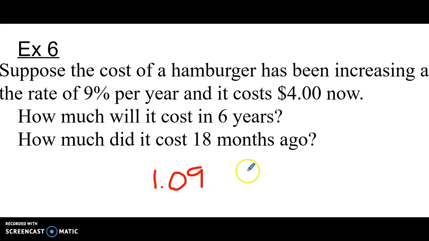And it costs $4 right now. So that means at year 0, that's my exponent, it costs $4. So what I have to do here is figure out what number do I have to multiply 1.09 to the 0 by to get 4. Well, this number is 1, so my starting number then is 4, and I have a function. I'm going to go ahead and erase a, and we're just going to replace that with the number 4.